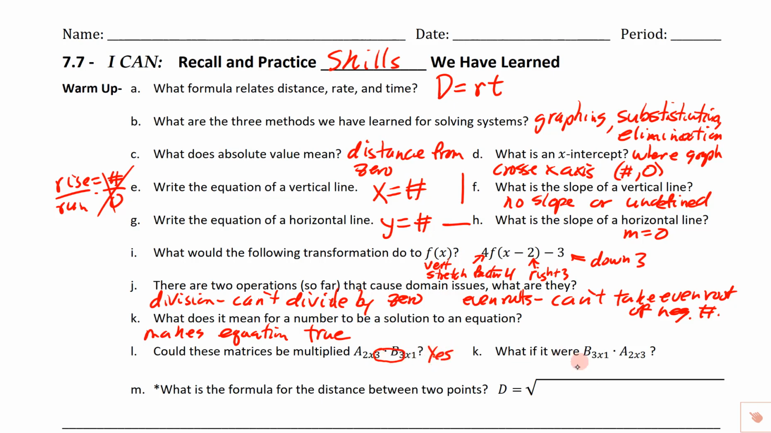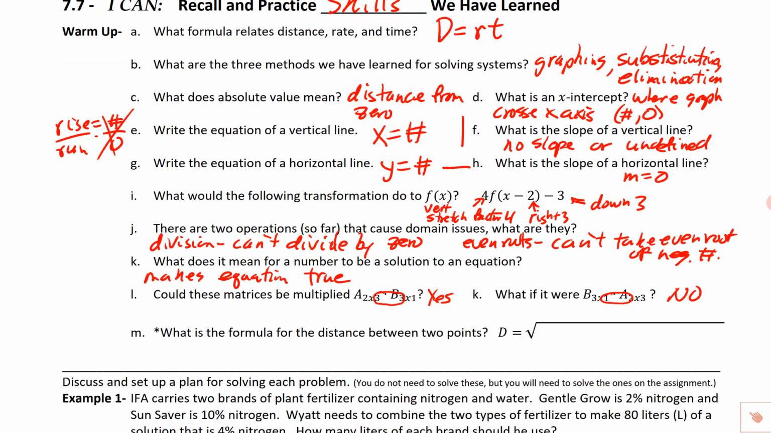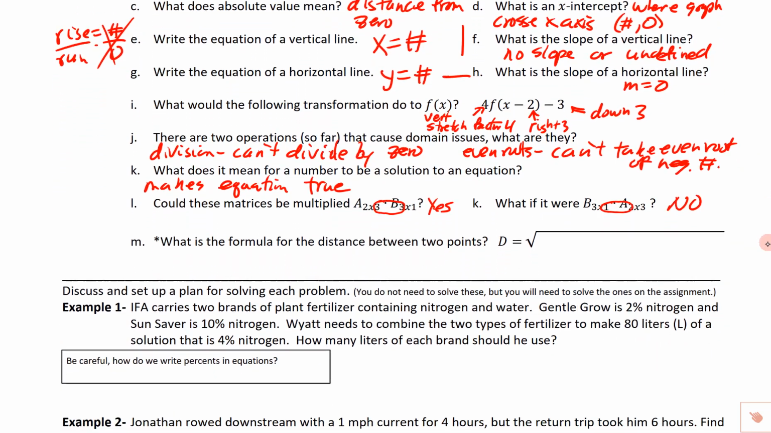And then for this next one, it says, what if we switched these around so that they were in the opposite order? So it was a 3 by 1 times a 2 by 3. Well, the answer to that is no, because the inner dimensions are not the same. And then the last warm-up question right here, it says, what is the formula for the distance between 2 points?